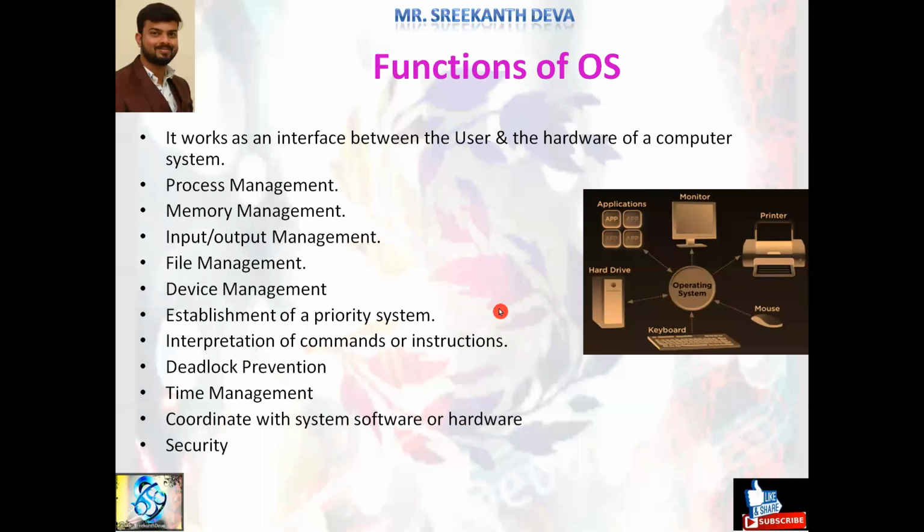I hope all are clear, right? What is an operating system? It behaves like an interface between the user and the hardware of the computer system. It provides several functionalities like process management, memory management, input output management, file management, device management, establishment of priority systems, interpretation of commands or instructions, deadlock prevention, time management, coordinating with system software and hardware, and it also enables security.